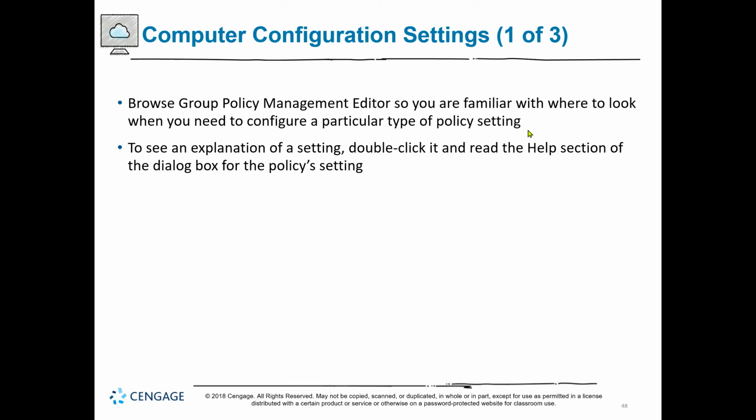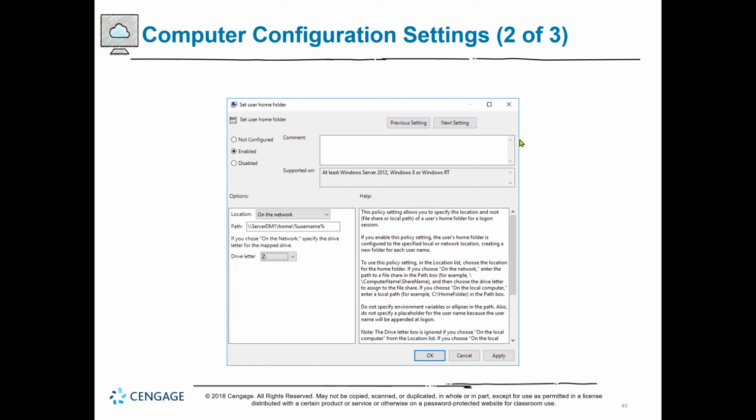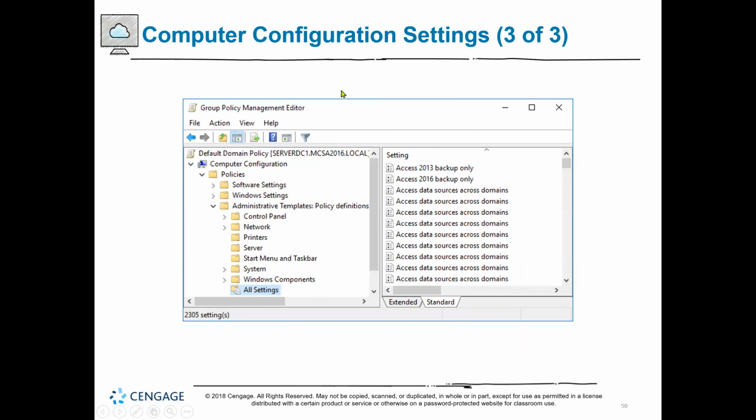Computer configuration settings. Browse the Group Policy Management Editors so you are familiar with where to look when you need to configure a particular type of policy setting. To see an explanation of a setting, double-click it and read the help section of the dialog box for the policy setting. So here's your example of what that looks like. Set user home folder, and you can see all these here and there. You can put it on the network and map it to a drive letter. And here's that window there.